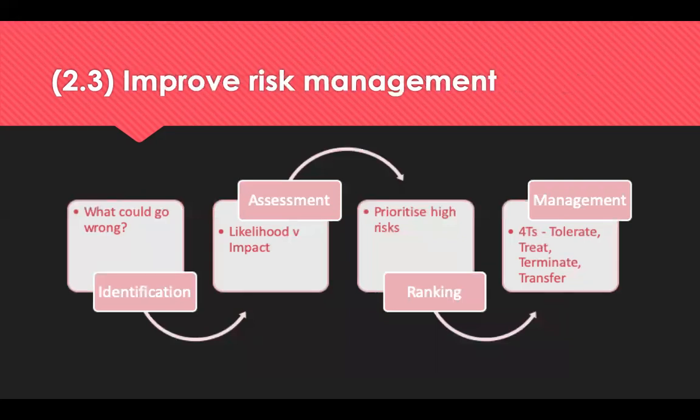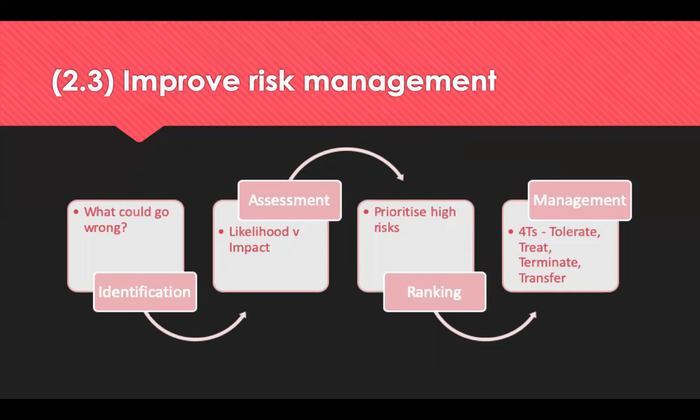Another thing we can do is to try and improve our risk management. And this is so that you can get continuity of supply. And risk management initially is about identifying what could go wrong. It's sort of what-if analysis. The second step is the assessment of that risk. And you assess it based on the likelihood that that will happen. And if it did, what would the impact be?